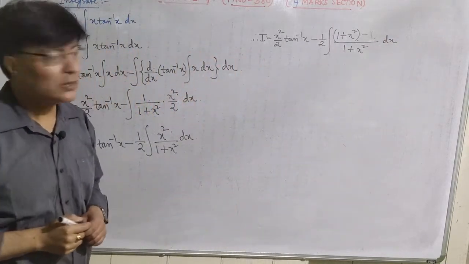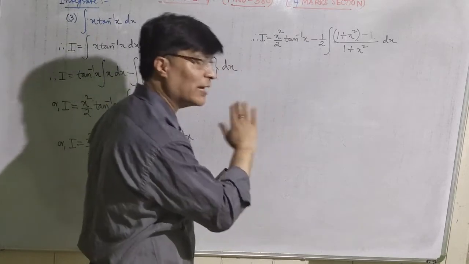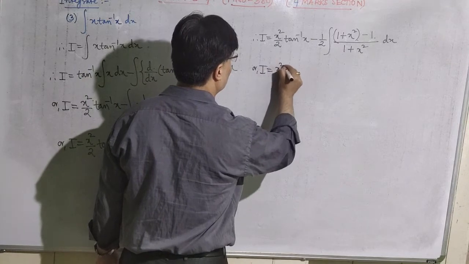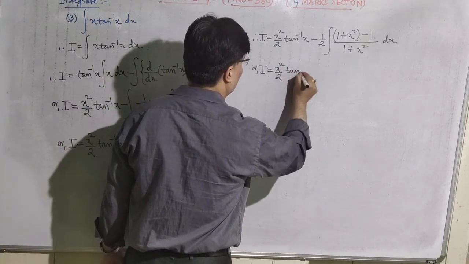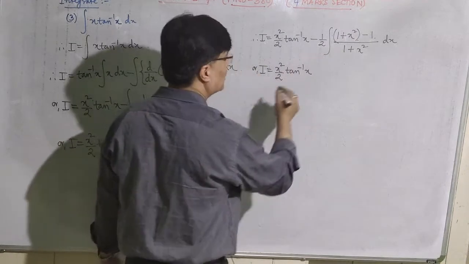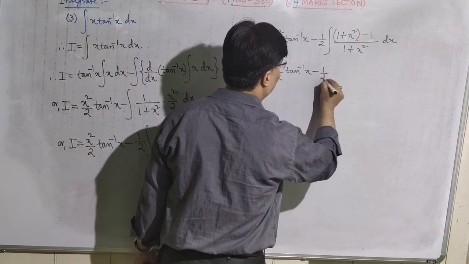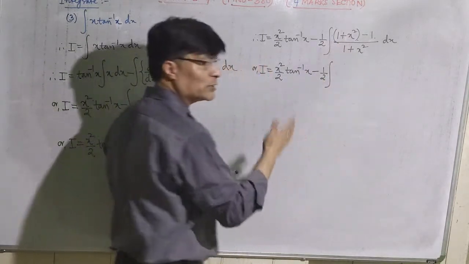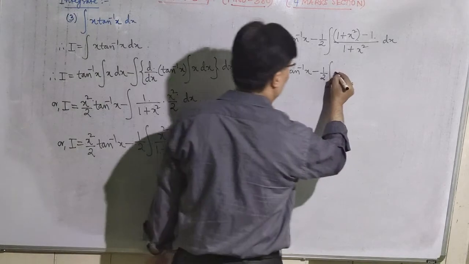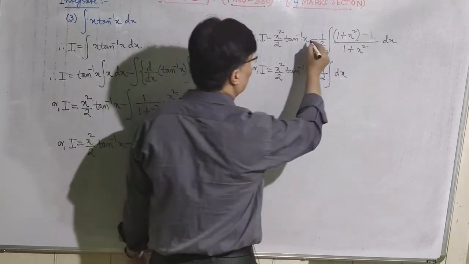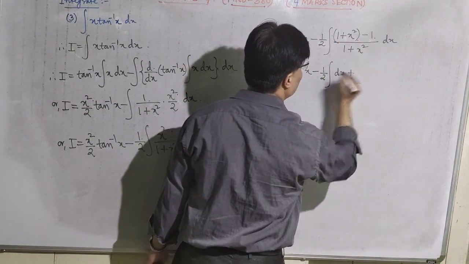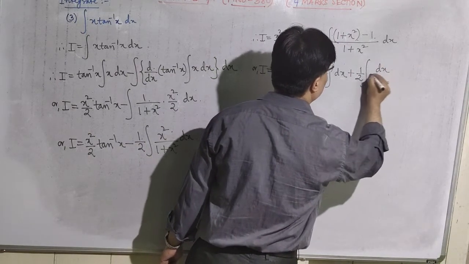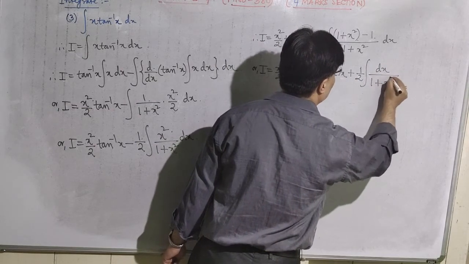Is that understood? So now we can separate this fraction as well as the integral sign and dx. So I is equal to x square by 2 tan inverse x. Let us separate the terms. Minus half constant integral, 1 plus x square upon 1 plus x square will be cancelled. You will get dx only. So minus into this minus is plus. You have to change the sign. Plus half integral dx divided by 1 plus x square.